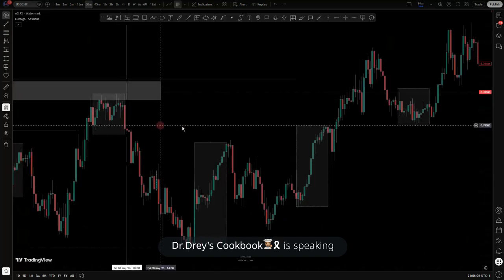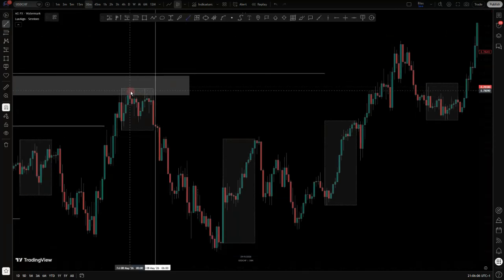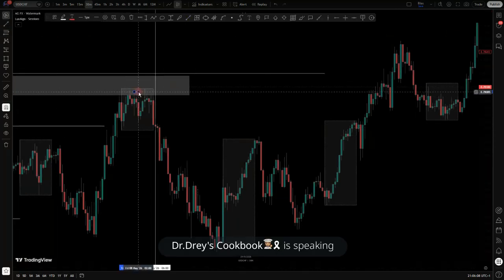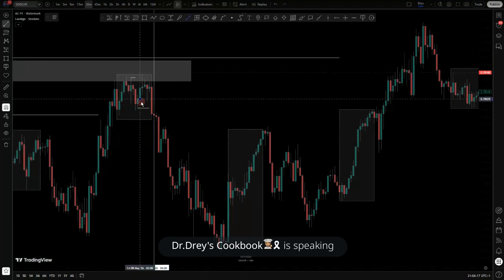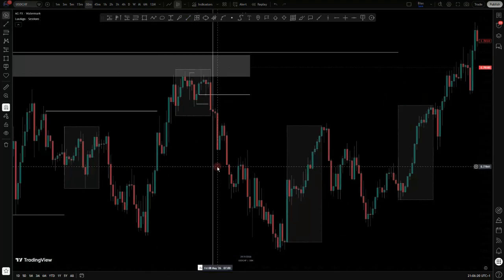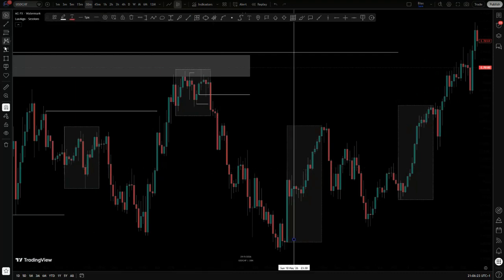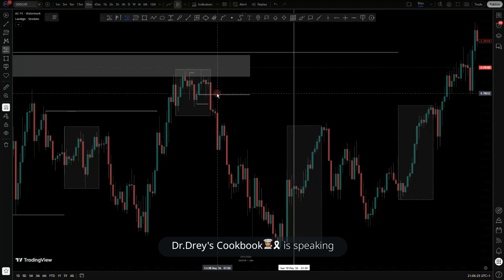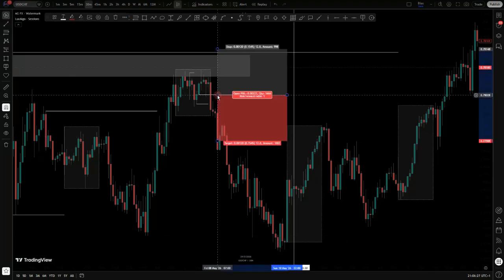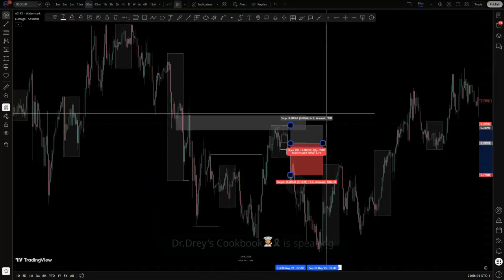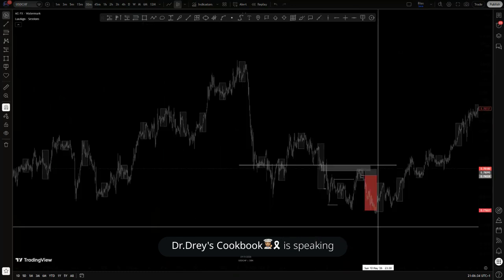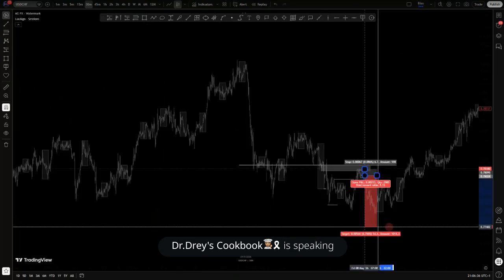What happened here? I had the range, sweep of liquidity, break of structure. I was planning on entering off this key level here. This was my entry. This is a confirmation entry. And I was targeting the same low here. This was my first target, external range liquidity, and then this was my overall target here.